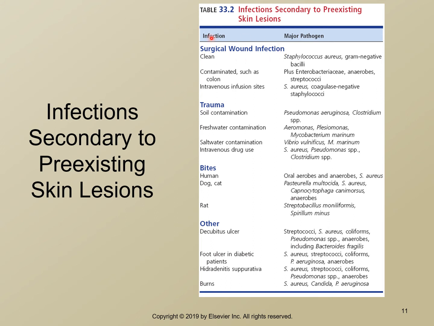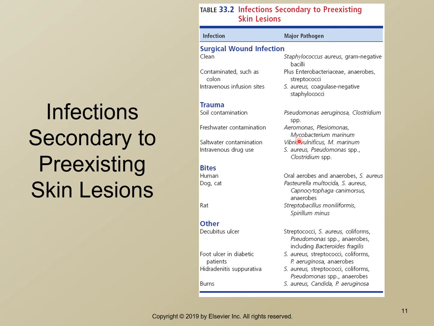with surgical wounds typically being sterile sites, the causative agent would usually be Staphylococcus aureus or some gram-negative bacilli. But with contaminated sites, specifically such as the colon, a surgical wound infection would more commonly be caused by Enterobacteriaceae and anaerobes, along with Streptococci or even Staph aureus. Intravenous infusion sites, both surgical wound infection and trauma infections, typically would be caused by normal skin colonizers such as Staphylococcus aureus.